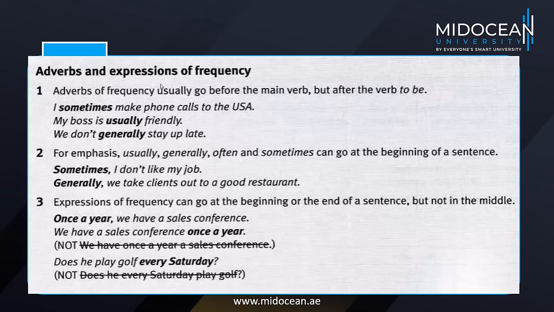Adverbs and expressions of frequency. Adverbs of frequency usually go before the main verb but after verb to be. زي ما قلنا مكانهم في الجملة either before the main verb or after verb to be. So I sometimes make phone calls to the USA. I sometimes make، يبقى قبل make. My boss is usually بعد verb to be. We don't generally stay، يبقى قبل stay. Okay، so either before the main verb or after the verb to be.